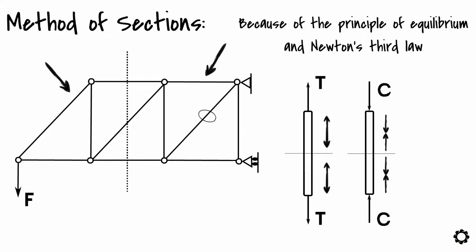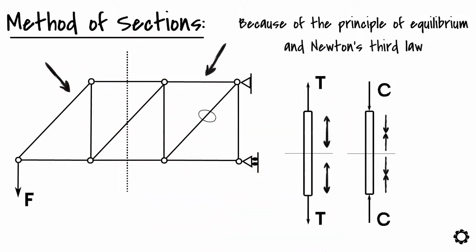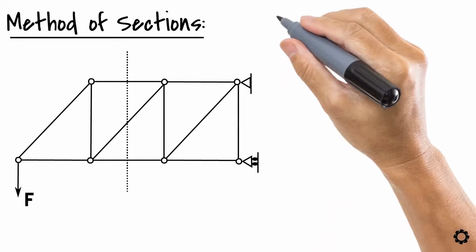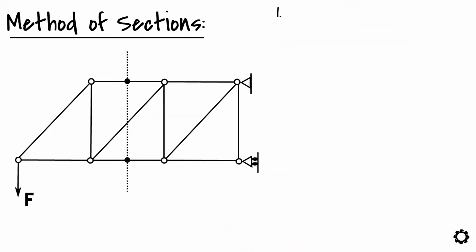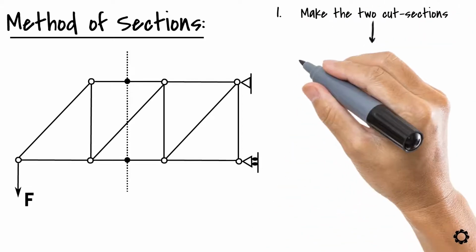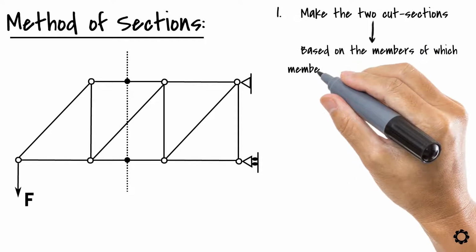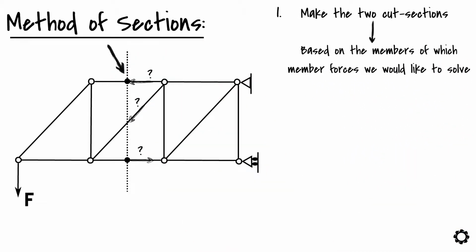Now that you know what kind of method the method of sections is, let's go through the procedure on how this method can be applied. The first thing that we should do is to decide at which point of the investigated truss we should make the two cut sections. We could make this decision based on the members of which member forces we would like to solve, or in which there are at most 3 unknown forces.